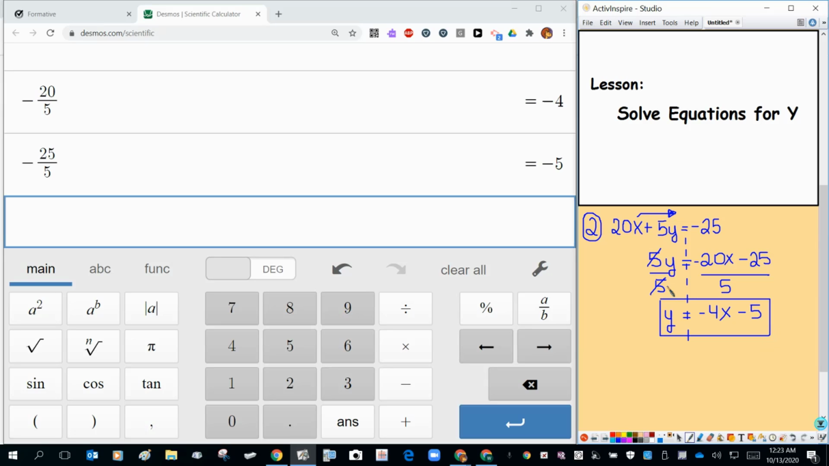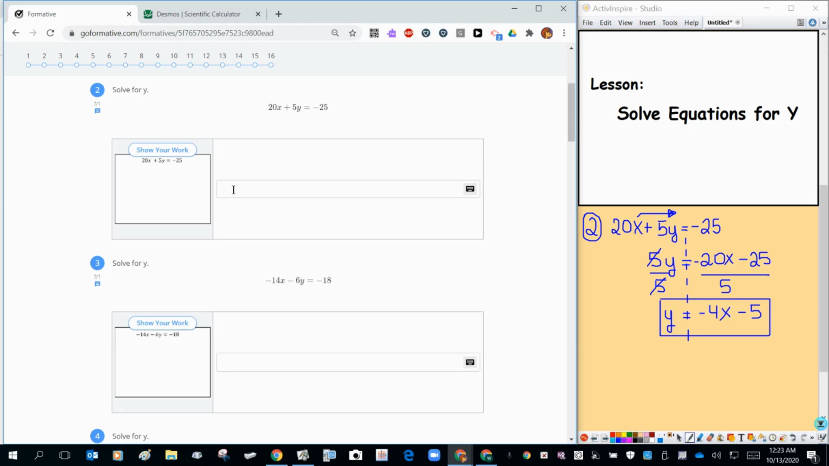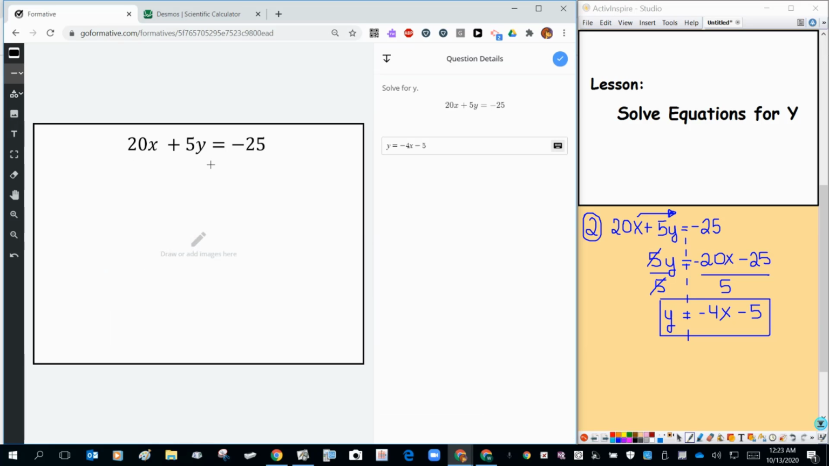So I'm ready to enter that information on Goal Formative. When you write your answer here, make sure you start with y equals, and then you answer negative 4x minus 5. As you can see, we got a green light, so that is correct. We're going to go ahead and proceed and write our answer on Goal Formative.